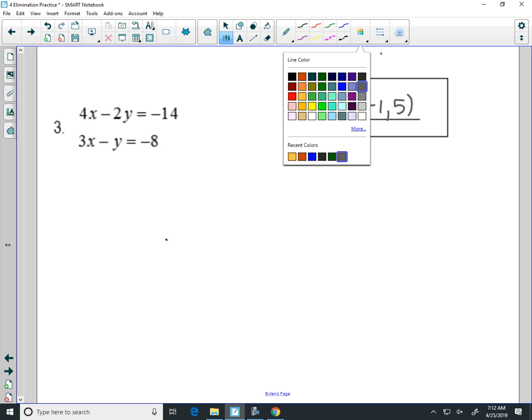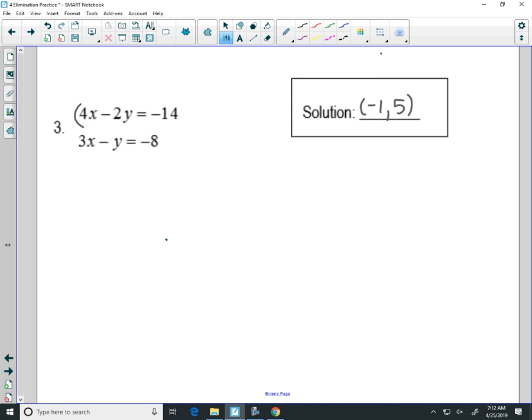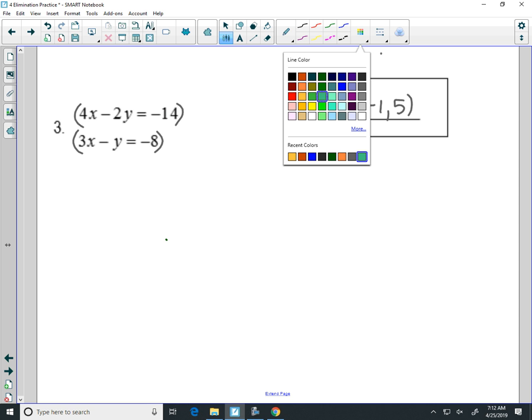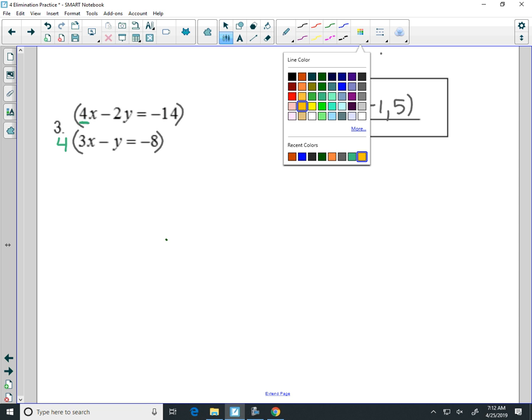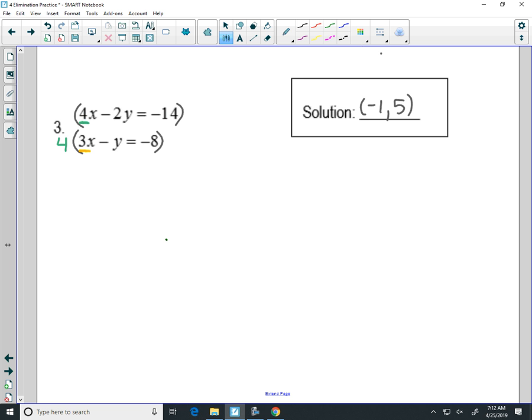Just like the last problem, here's what I'm gonna do. I'm gonna put parentheses around my 2 equations. I'm going to take the number in front of the top x and put it in front of the bottom equation. I'm going to take the number in front of the bottom x and put it in front of the top equation. And I'm going to make one of those negative. It doesn't matter which one. If you want to make the 4 negative down on the bottom, that's absolutely fine. And now I'm going to distribute.